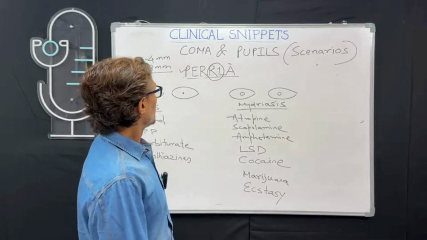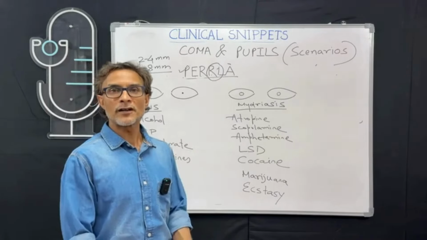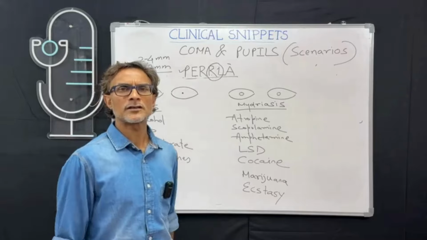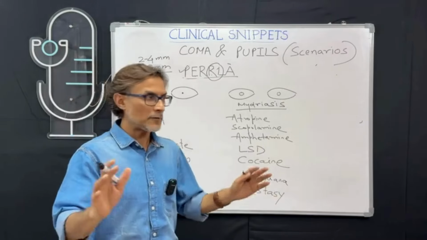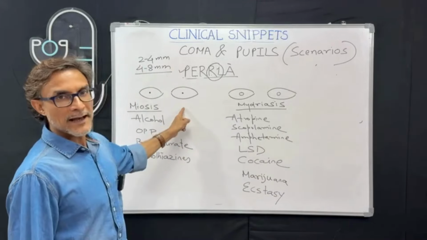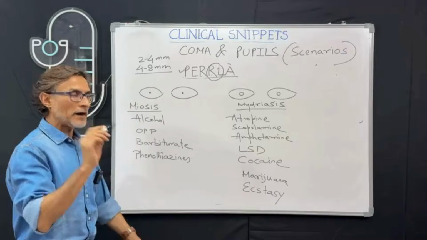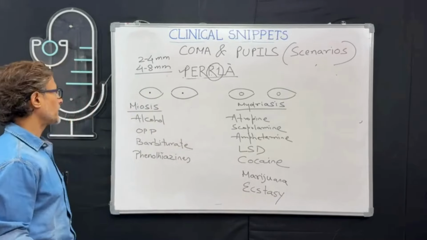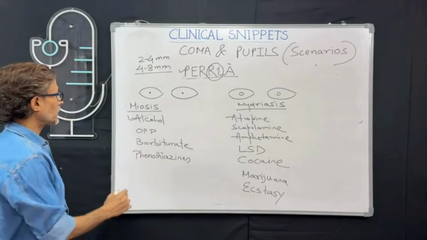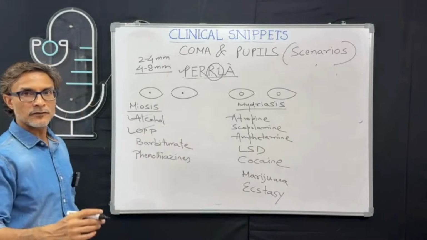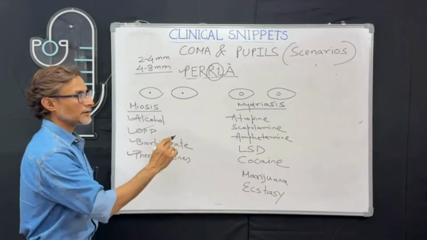Last scenario: the patient may not be in frank coma, but there is some problem in cognition, drowsiness, stupor, or ecstatic abnormal behavior, as if the patient is in encephalopathy, and the pupils are examined, and they are bilaterally miotic, not pinpoint. What conditions will we think of? Alcohol-induced coma or stupor, organophosphorus poisoning because of cholinergic poisoning, barbiturate poisoning, and phenothiazine toxicity.